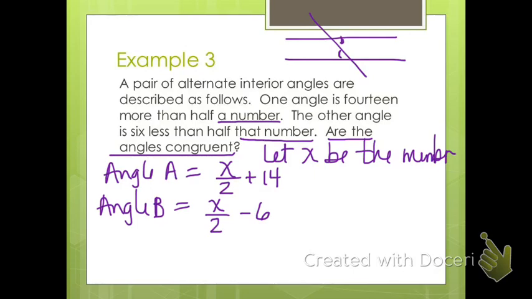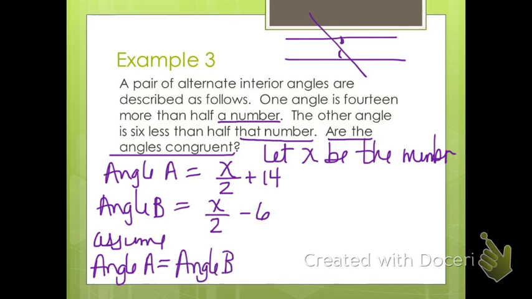And I want to know, are the angles congruent? So this is a little different. If you're not sure what to do, just bear with me, just follow along, and you'll get it. Let's make an assumption. We're going to assume that they are congruent, and then I can solve for x. I'm going to assume that angle A has the same measure as angle B.